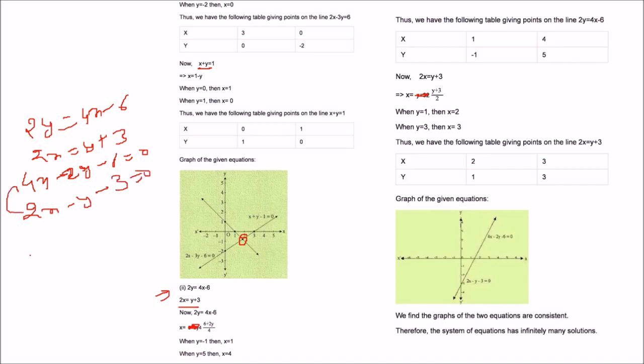So a1 by a2 is 4 by 2, b1 by b2 is minus 2 by minus 1, and c1 by c2 is minus 6 by minus 3. So 4 by 2 gives you 2, here also you get 2, here also you get 2. So when a1 by a2 is equal to b1 by b2 equal to c1 by c2, that means these two are single lines. Single lines means they are coincident lines. So you'll get only one line, and there will be infinitely many solutions for this.